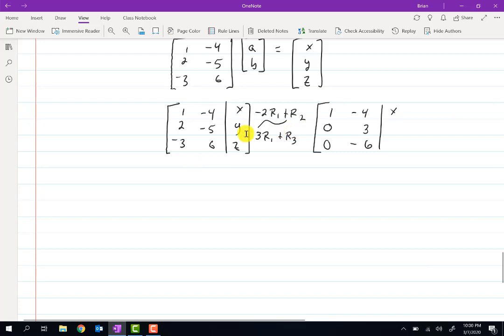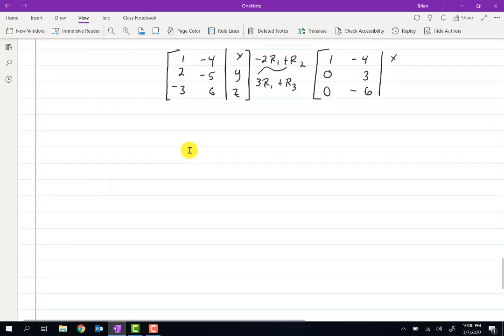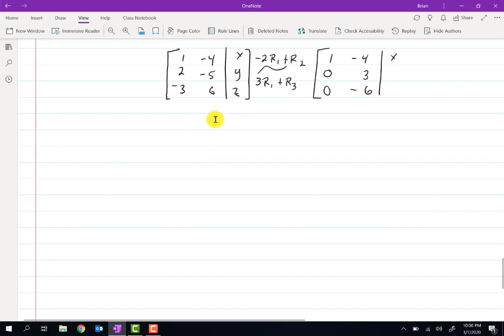Now, on the other side, I don't have zeros this time, so I've got to be careful. Negative 2 times the first row plus the second gives negative 2x plus y. For the third row, I'm going to have 3x plus z. Then I'm going to wipe out this negative 6 by taking twice the second row and adding it to the third row. So 2r2 plus r3.